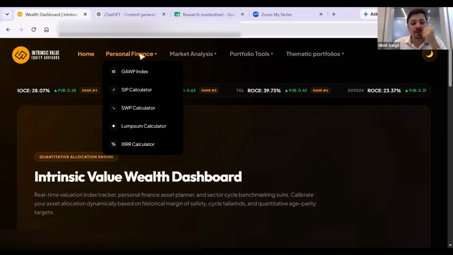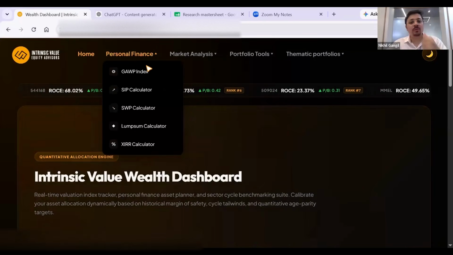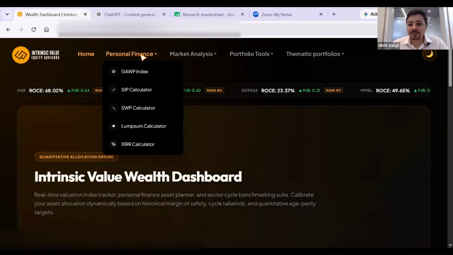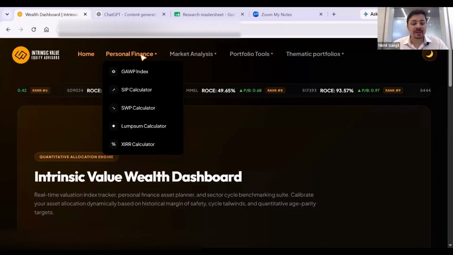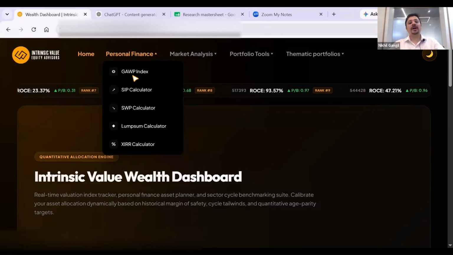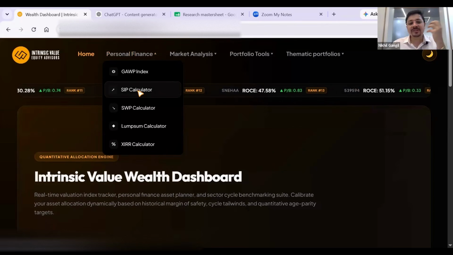So once you go into the intrinsic value dashboard, what you see here in the personal finance segment is the GOP index, SIP calculator, SWP calculator, lump sum calculator, XIRR calculator. And in the last one, we talked about the GOP index. And today we will talk about the SIP calculator and SWP calculator and lump sum calculator.